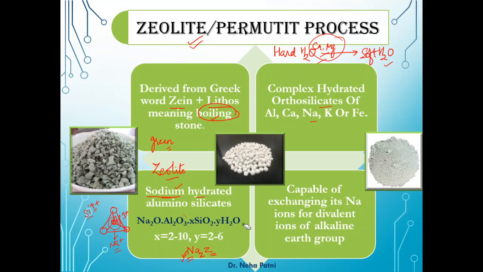So you can see here the formula goes Na2O, sodium hydrated aluminosilicate. Now you can see x and y, these are nothing but integers and they vary in this ratio, and there are a lot of possibilities and combinations, like permutations, available for this, and based on that their name also changes. So basically zeolite is that silicate which is capable of exchanging its sodium ions. So this sodium ion is available for the exchange.